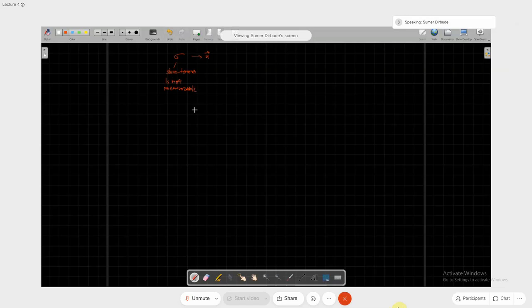What is measurable is the strain rate tensor. It's a measurable one. And this strain rate tensor is in terms of U, and now our objective is to find a relationship between sigma and epsilon, stress and strain rate. Okay, that is our objective.